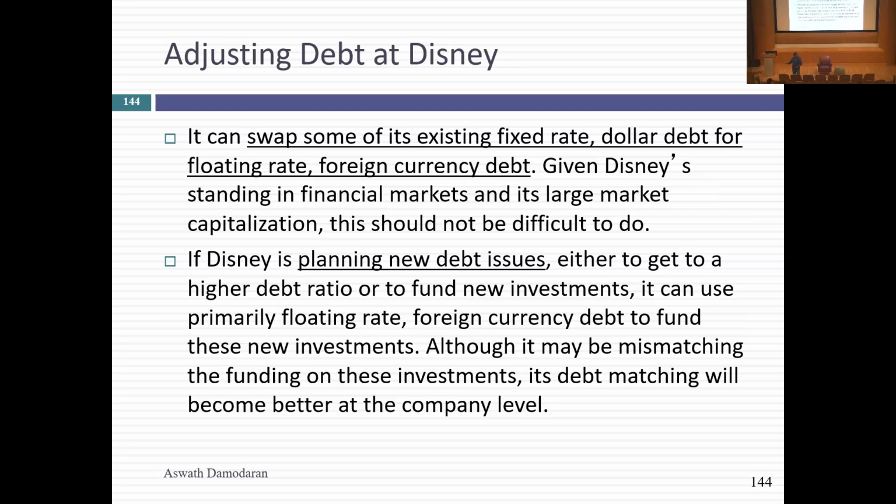They're continuing to take projects, right? They're doing new investments. They're borrowing money to make those new investments. If you use a disproportionately large amount of floating rate debt on those investments, guess what? You're going to be pushing up the floating rate debt of the overall company. So on their new projects, I would recommend that they use more floating rate foreign currency debt to fund those projects, even though that might not match the project, because it helps the company get into a match in terms of its overall debt.